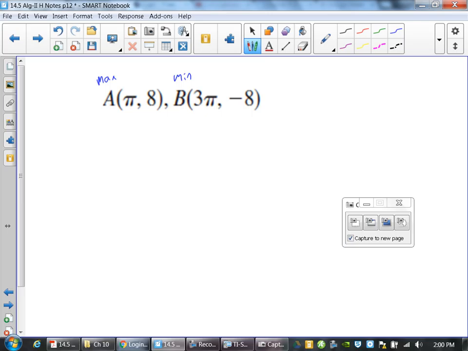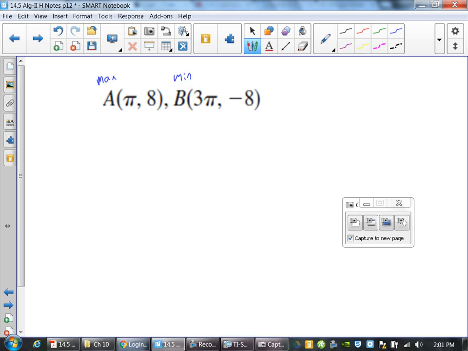Anyway, sometimes what will happen with the last bit in 14.5 is that you'll be given a maximum and a minimum point, and you have to come up with the equation. The easiest way of going about doing this is to, first of all, plot it. Look at what it's doing. That way you're going to be able to decipher whether it's going to be a sine or a cosine graph, and then how complicated you want to make it.